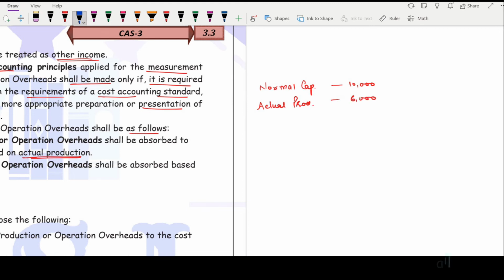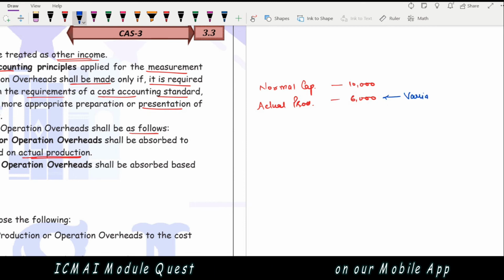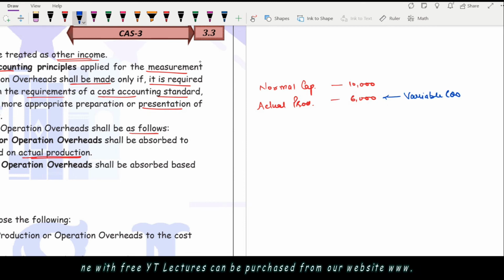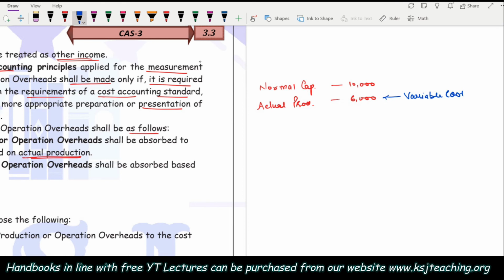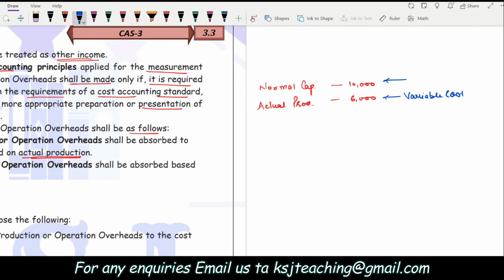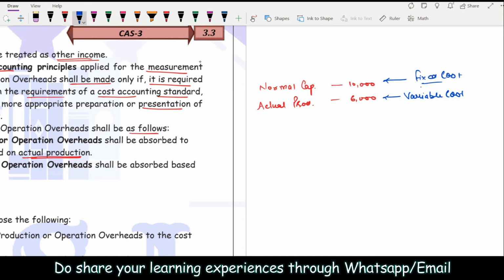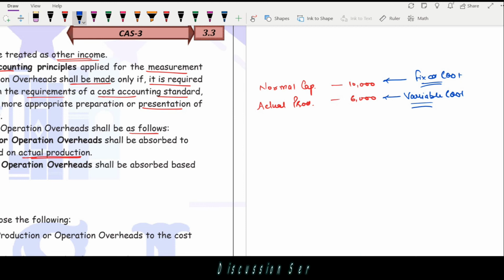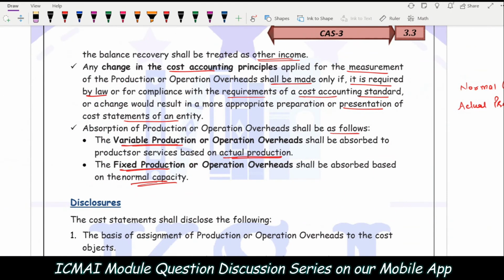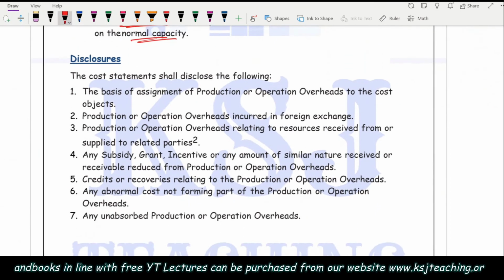Now, the variable cost should be absorbed on the actual production, because variable cost is dependent upon the number of units that you have produced, right? Whereas the fixed cost should be absorbed on the basis of normal capacity, because the fixed cost is not varying with the number of units. So whatever the total capacity is, based on that you have to take the fixed cost, right? Then you have the disclosures, that is, all the disclosures you have to make in the statements.